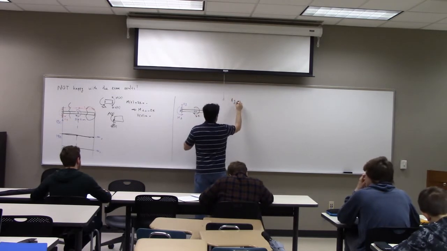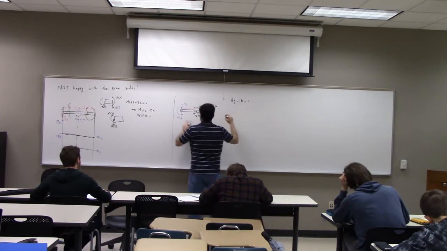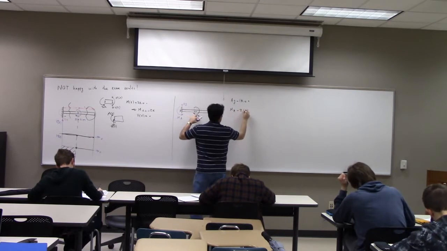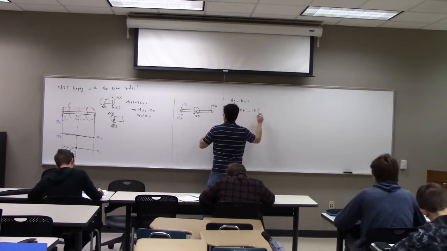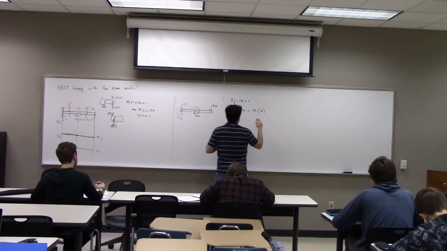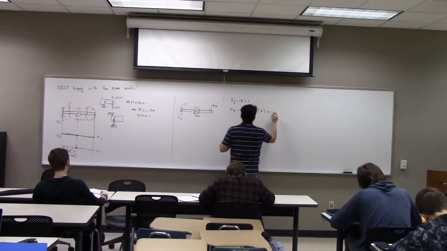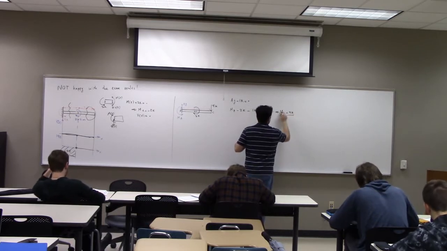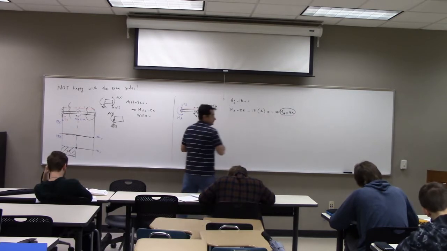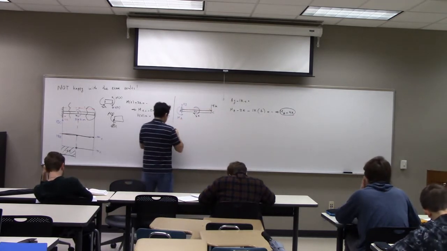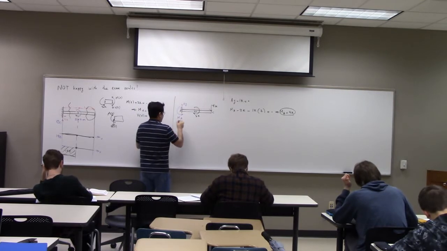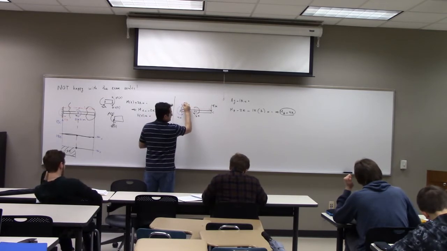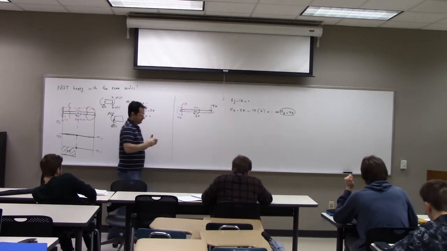AY minus 1K is equal to 0. Summation of moments at A, MA, negative 2K, negative 1K times 2 is equal to 0. That means MA is 4K. So here we're going to get the 4K and AY 1K. What's wrong with that?